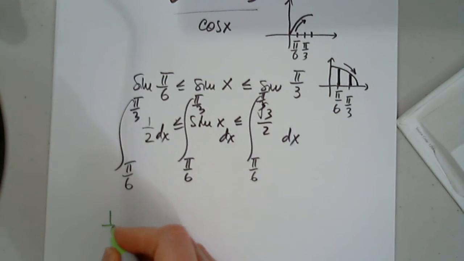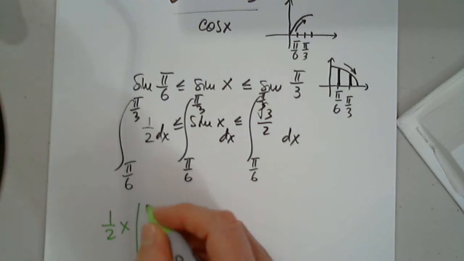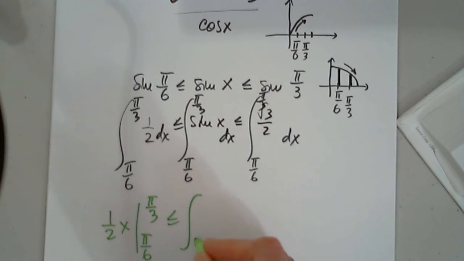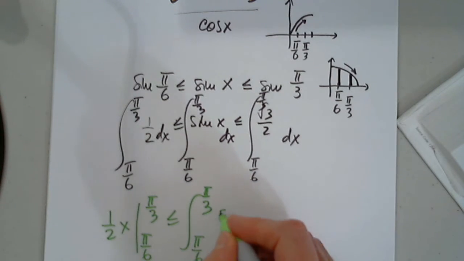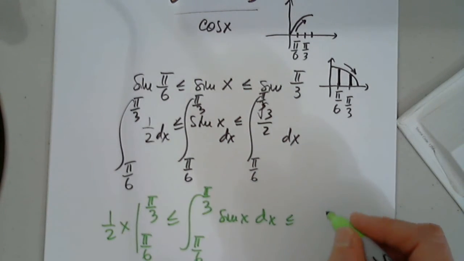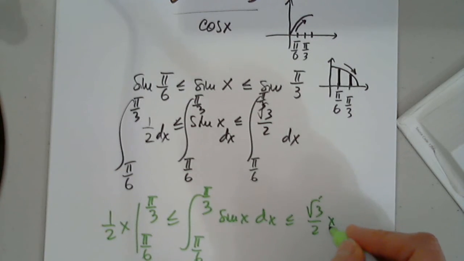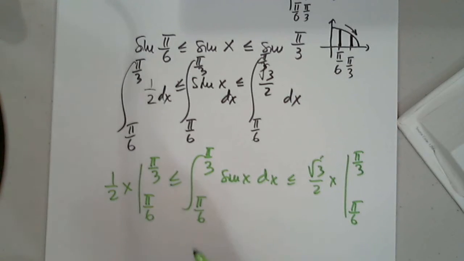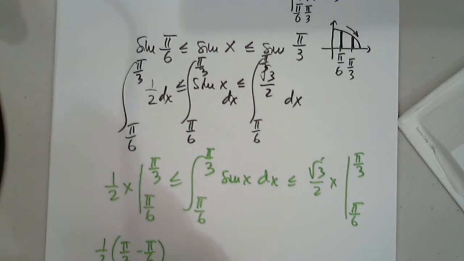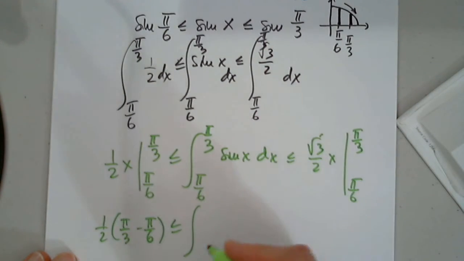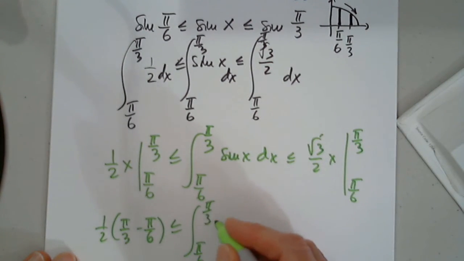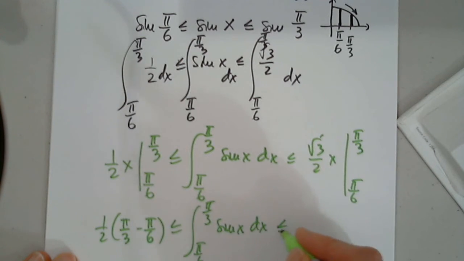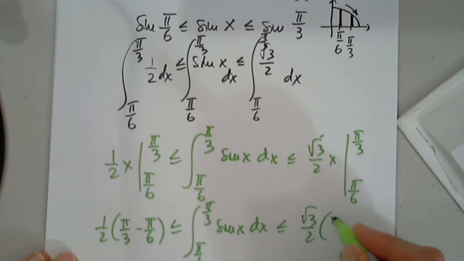Okay, the next, this is 1/2 x. You already told me that. Pi over 6 to pi over 3. The middle doesn't change. And this is the square root of 3 over 2 x from pi over 6 to pi over 3. So pi over 3 minus pi over 6.